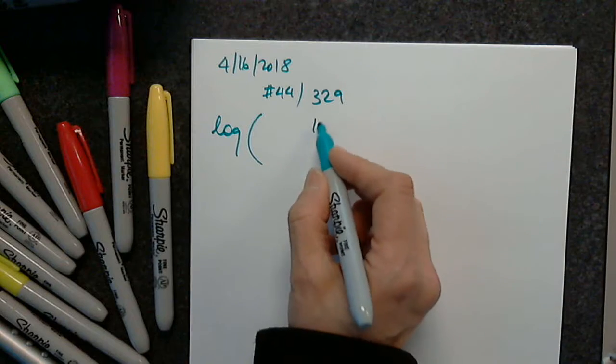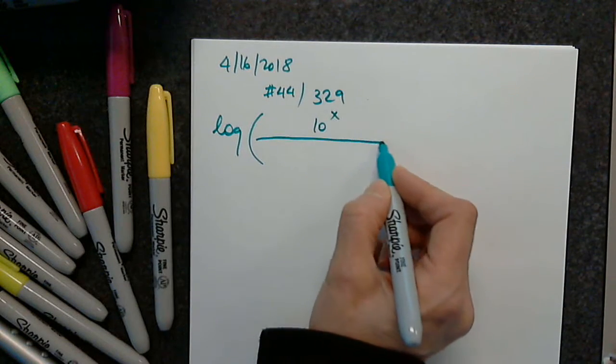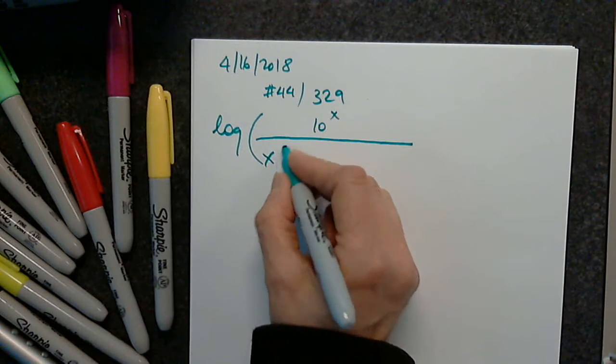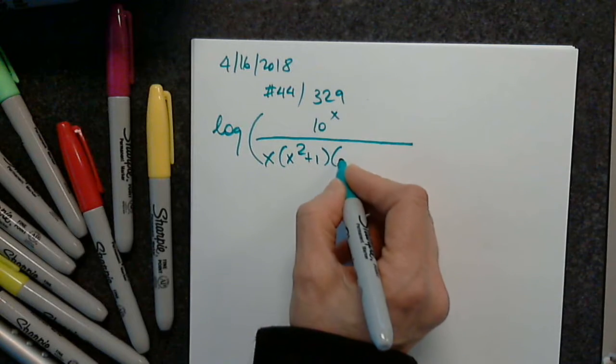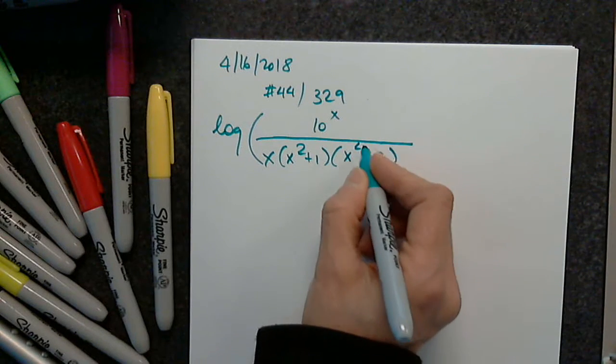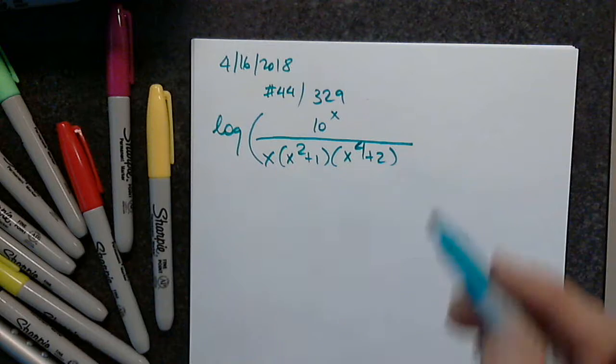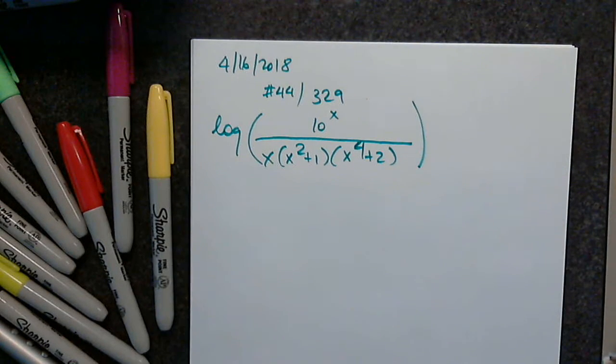Okay, very good. So 10 to the x, everything divided by x squared plus 1, x to the fourth plus 2. Now, let's analyze this problem first and identify a few things and then write it out.